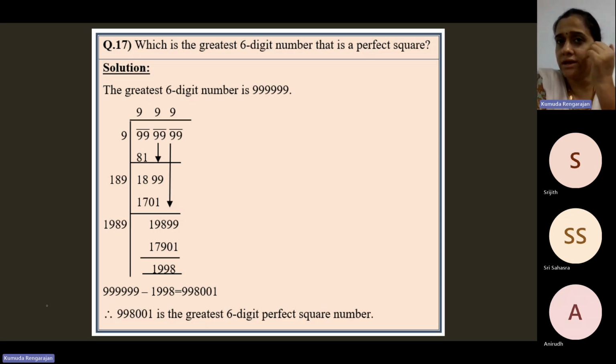So you should first write the greatest 6-digit number. That's the first step. Then do the long division procedure. Greatest number, so subtraction procedure it is. Whatever is the remainder should be subtracted. Subtract the remainder from the greatest 6-digit number, so you get a new number. That is the answer, the greatest 6-digit number which is a perfect square.